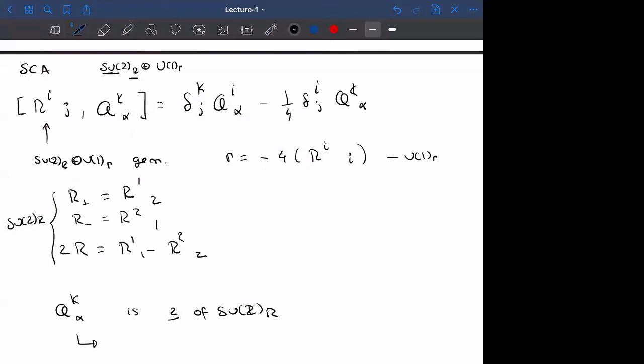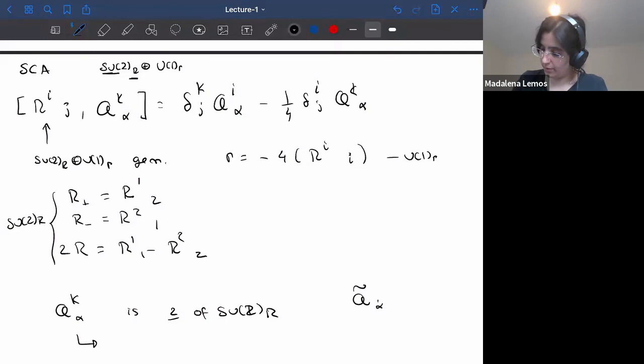Okay, correct, thanks. And then the Q tilde, if you remember, had the index down, so it transforms as the conjugate and will have the opposite charge under the U1R. Okay, thanks.